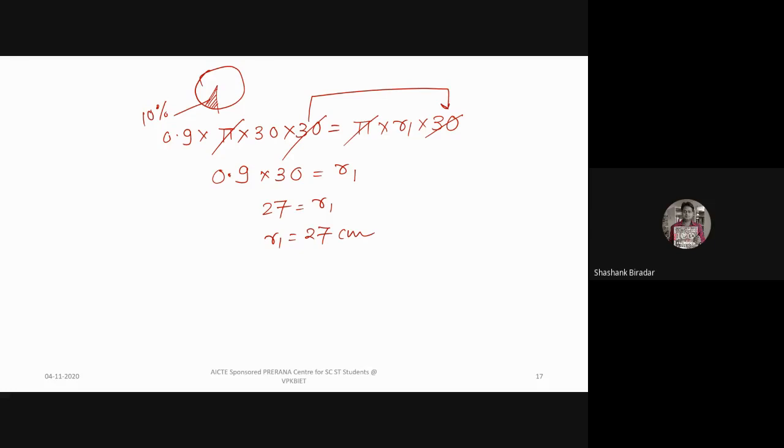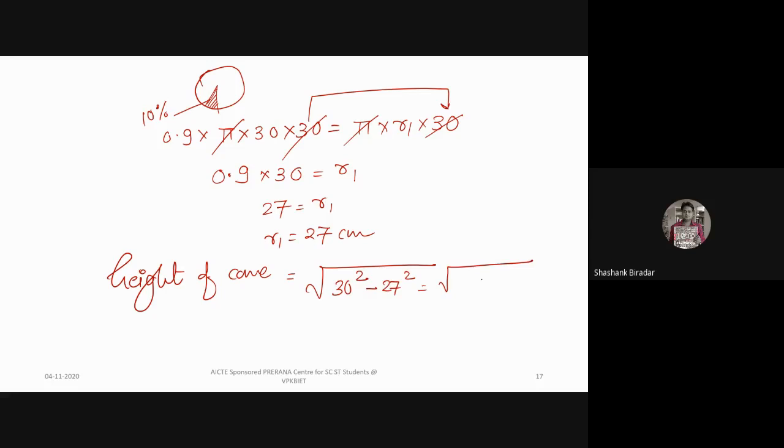So r1 is 27 centimeters, right? And how do you calculate the height of the cone? Height of the cone is given as square root of 30 square minus 27 square. So this is how much? 900 minus 729, and this answer would be 13.08 centimeters.